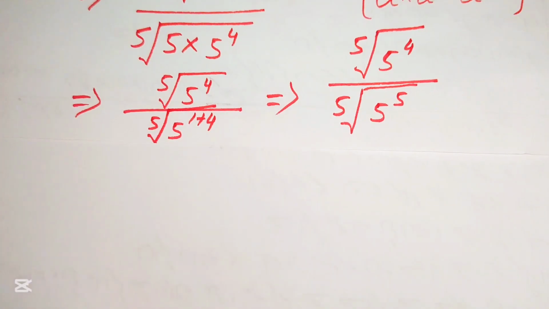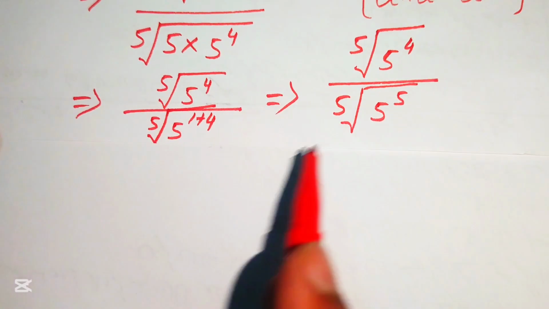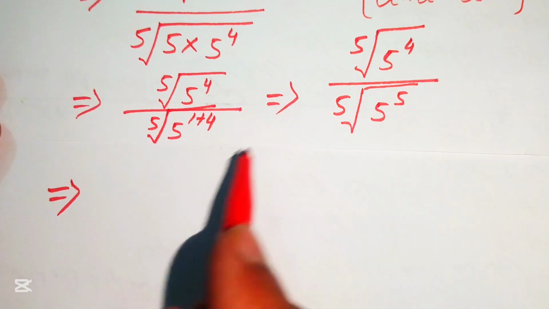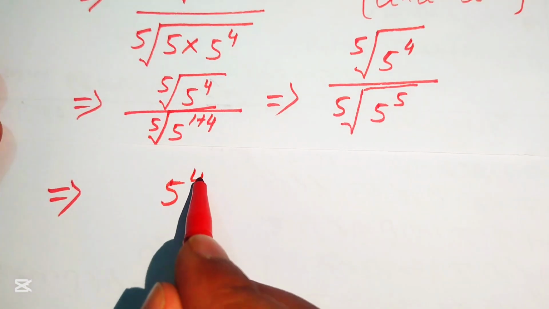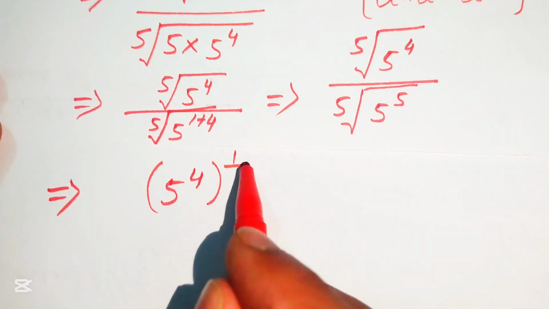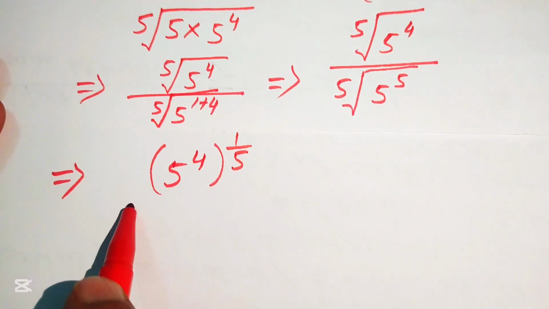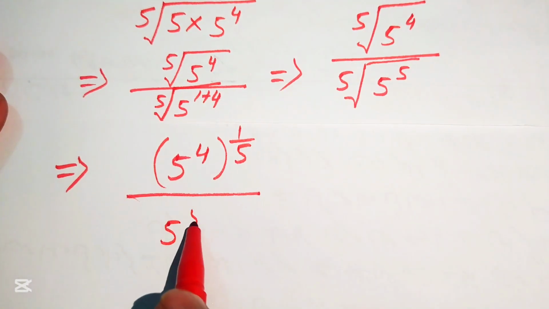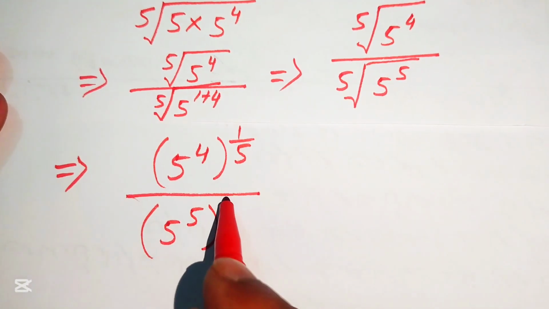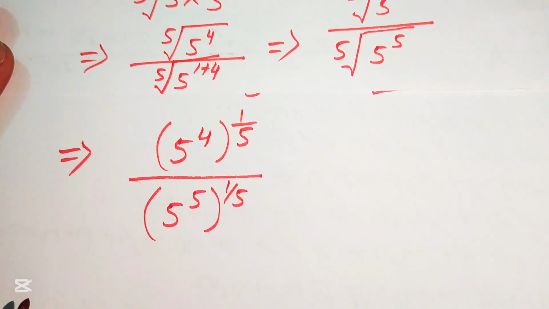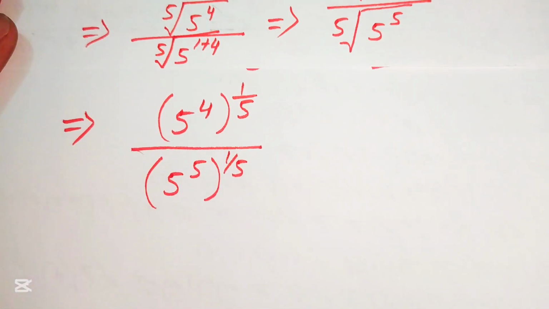In the next step we need to convert these radical forms into exponential form again. The fifth root of 5 to the power of 4 is written as 5 to the power of 4 to the power of 1 over 5, divided by the fifth root of 5 to the power of 5, which is 5 to the power of 5 to the power of 1 over 5.